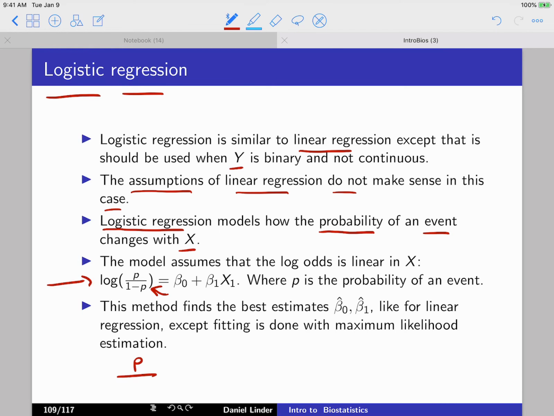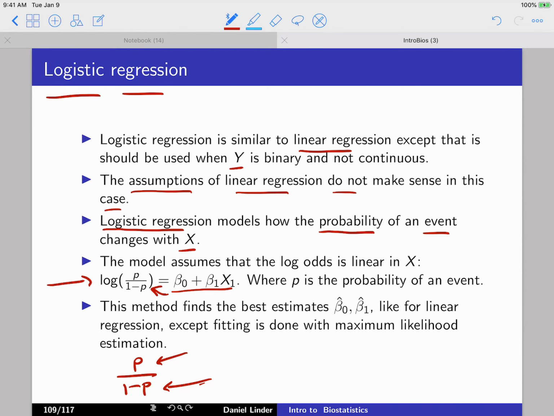So that would be p over 1 minus p, the probability of the event happening divided by the probability of the event not happening. So we model the log odds as a linear model. It turns out that this formulation gives you a model which agrees in terms of the range of the values that can be taken on the left and the right. So the left and right hand sides are in agreement with this formulation.